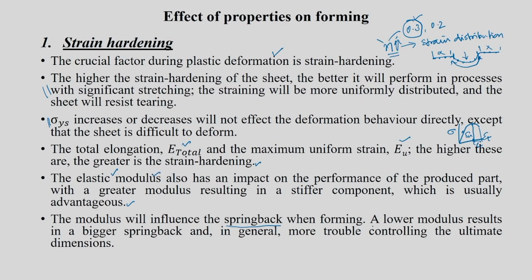It is generally understood that a lower Young's modulus results in bigger spring back, and in general it creates more trouble in controlling the dimensions. So you have to be a little careful with respect to the modulus of the material. While choosing sheet materials, one has to look for all these properties: what n value it is going to have, sigma ys, and so on. This n can also be connected to uniform elongation and total elongation. And then the other one is E, Young's modulus. All these parameters are connected to the selection of material for a particular application.